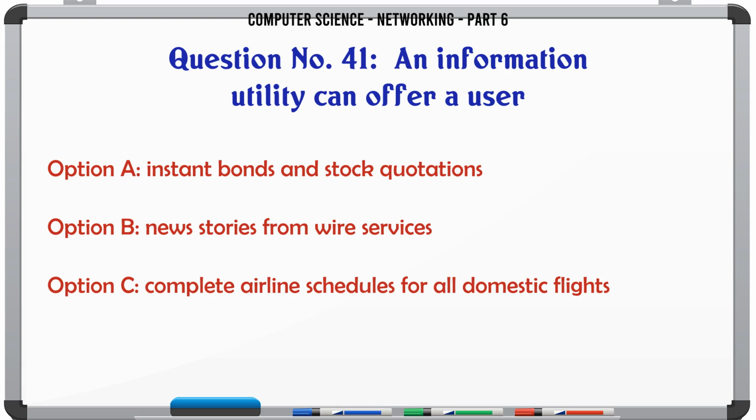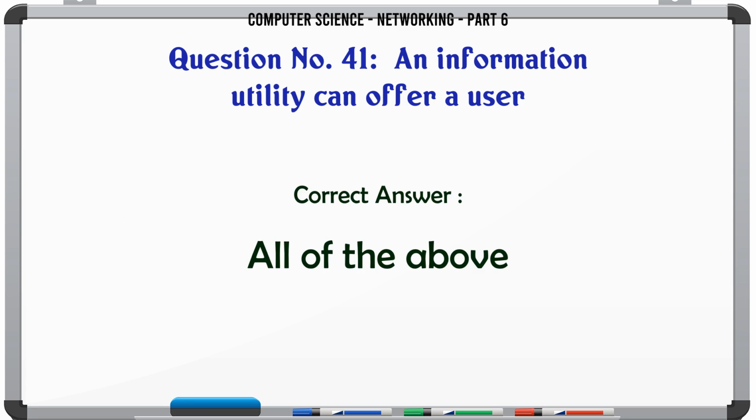An information utility can offer a user A. Instant bonds and stock quotations. B. News stories from wire services. C. Complete airline schedules for all domestic flights. D. All of the above. The correct answer is all of the above.